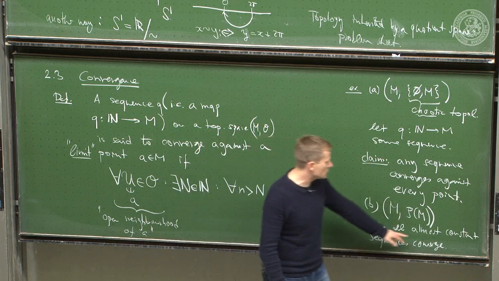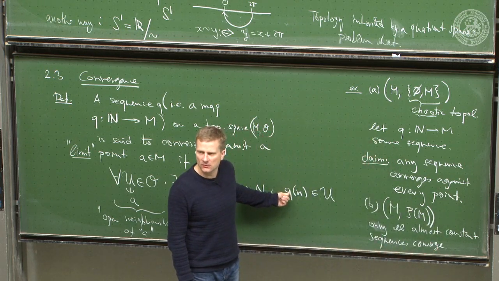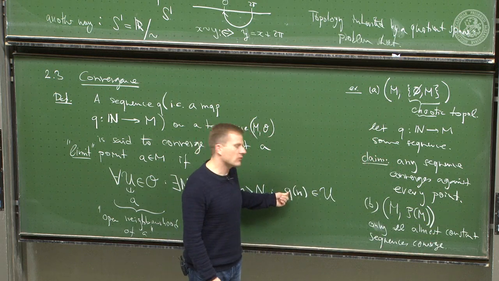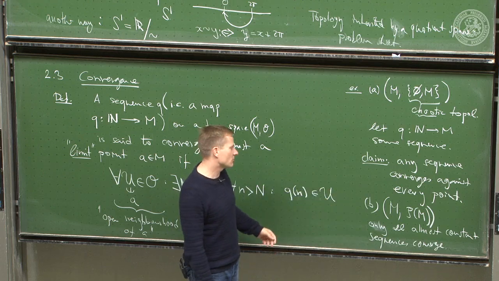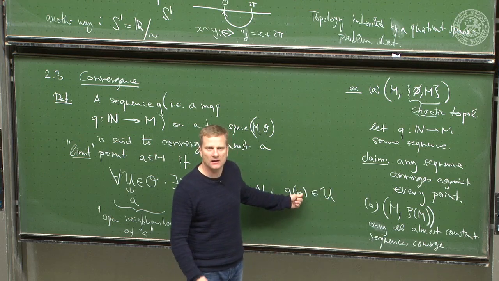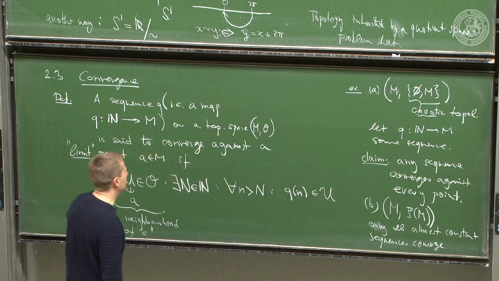What do I mean by almost constant? I mean Q of n always takes the same value apart from a finite exception set. Almost constant means constant everywhere apart from a finite exception set. You can check this, it's clear.